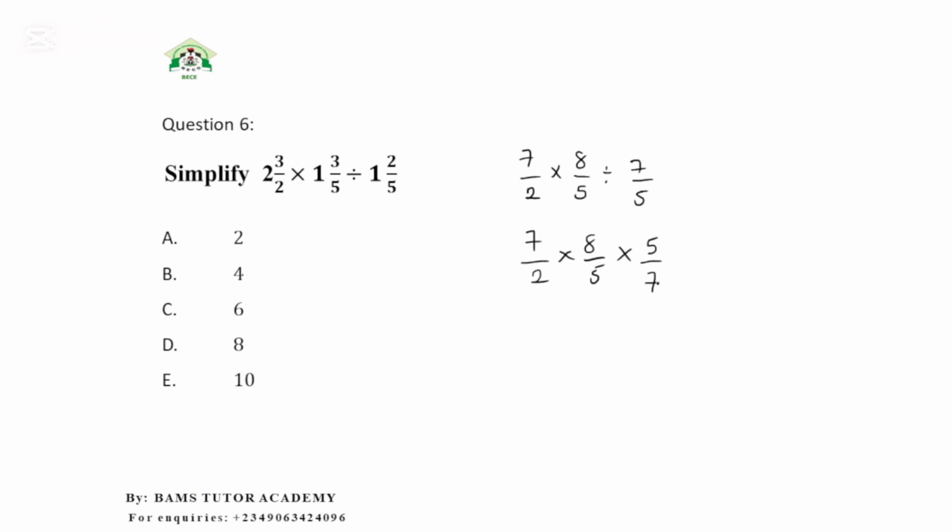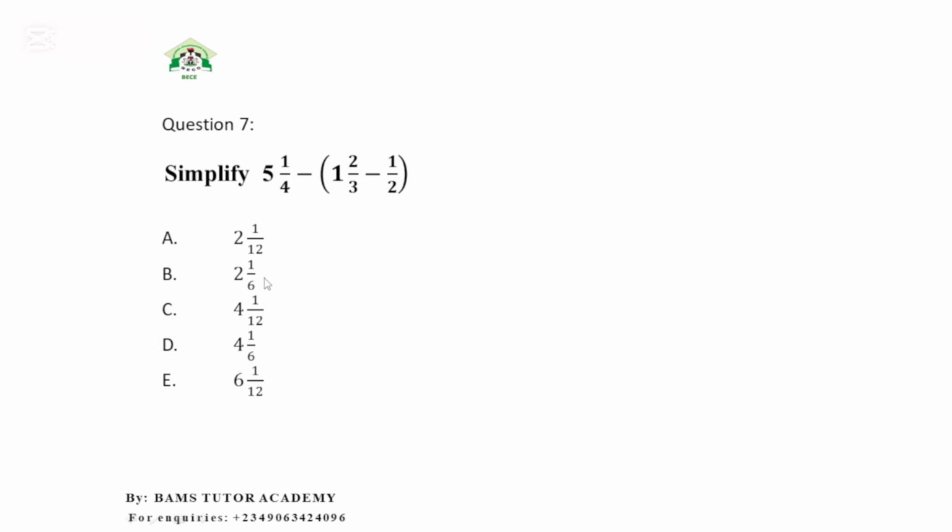Okay, and yeah, this makes our work very easy. 5 cancels 5, 7 cancels 7. So 2 here is 1, 2 here is 4. So the corresponding option here is option B. That's 4. Wow. Okay, so let's see question 7. Another interesting question. Question 7.